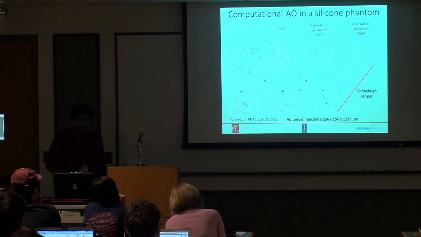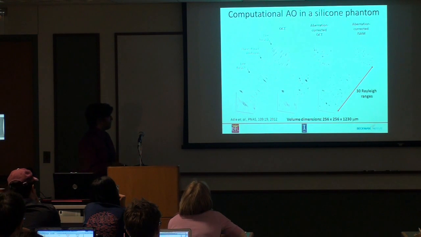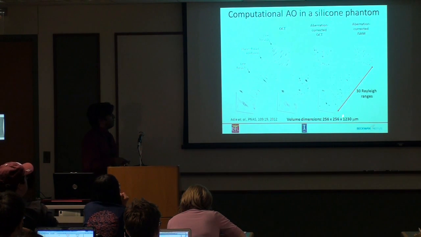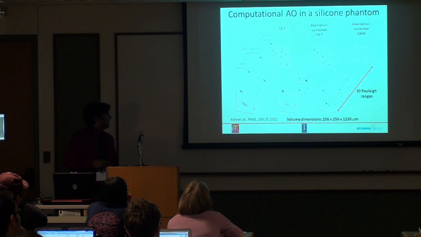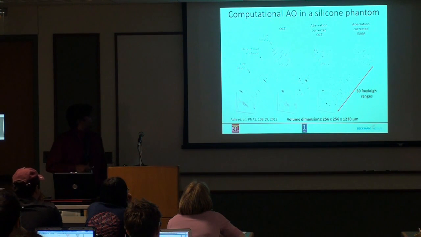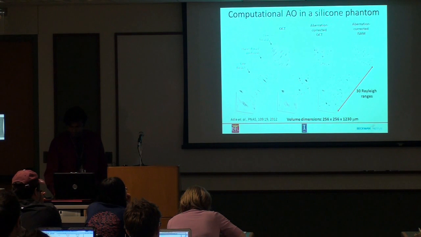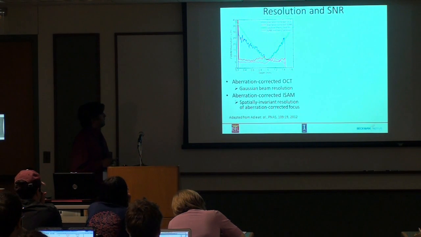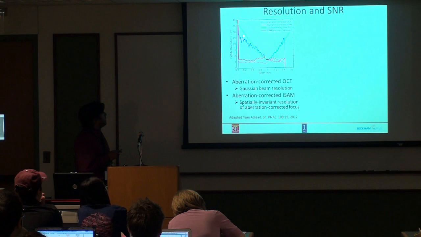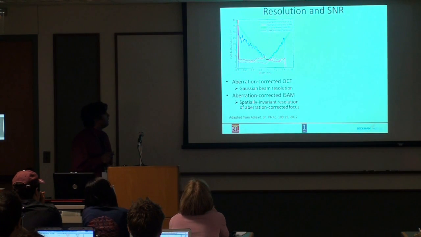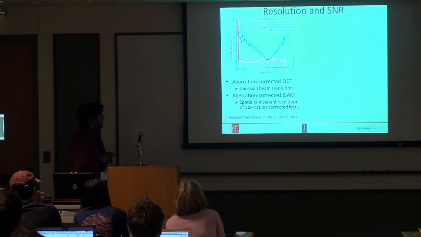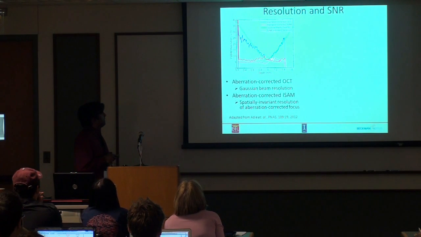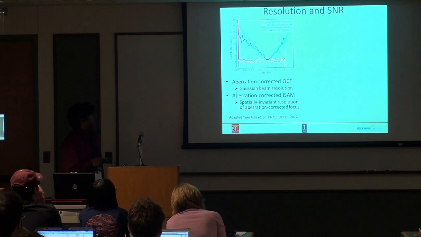So now we can apply ISAM to remove defocus throughout this entire volume, which spans more than 30 Rayleigh ranges, to get a high-resolution reconstruction of that volume. So let's try and quantify this a little bit further. Here we can see that aberration-corrected OCT shows Gaussian-like resolution. The aberration-corrected ISAM shows spatially invariant resolution that's available at the aberration-corrected focus.